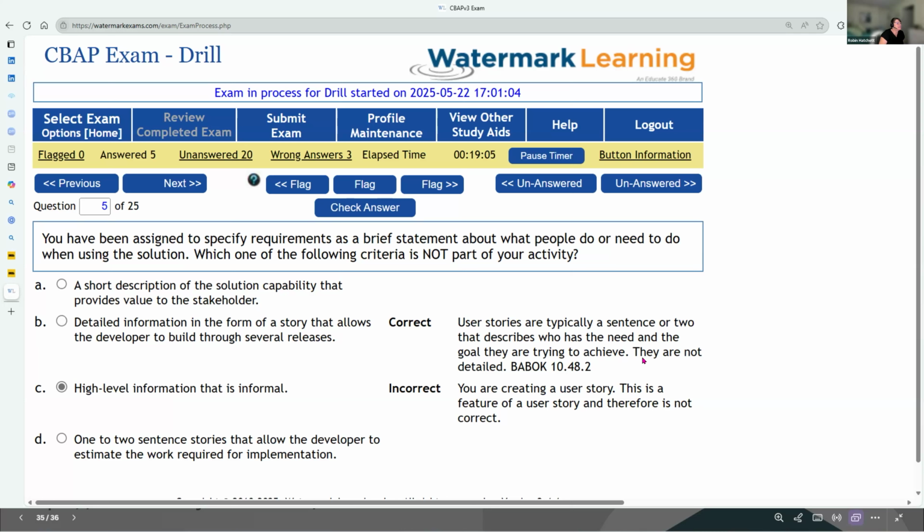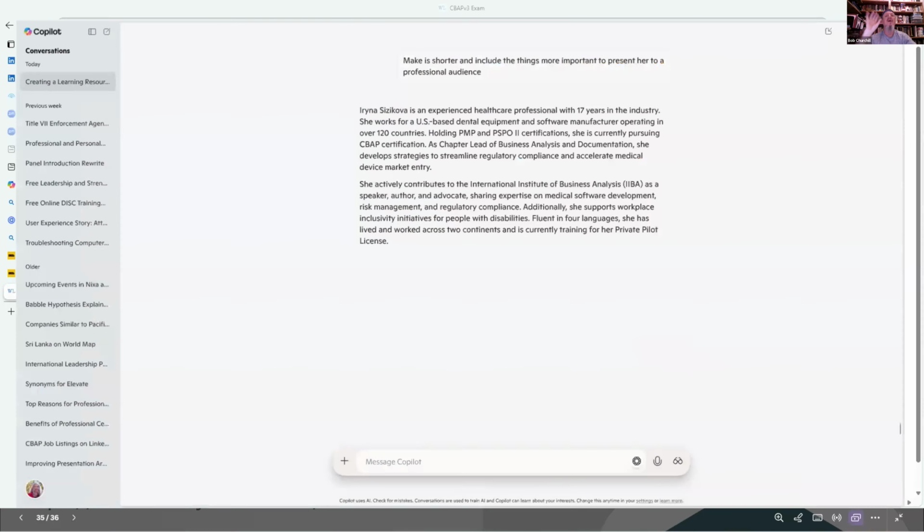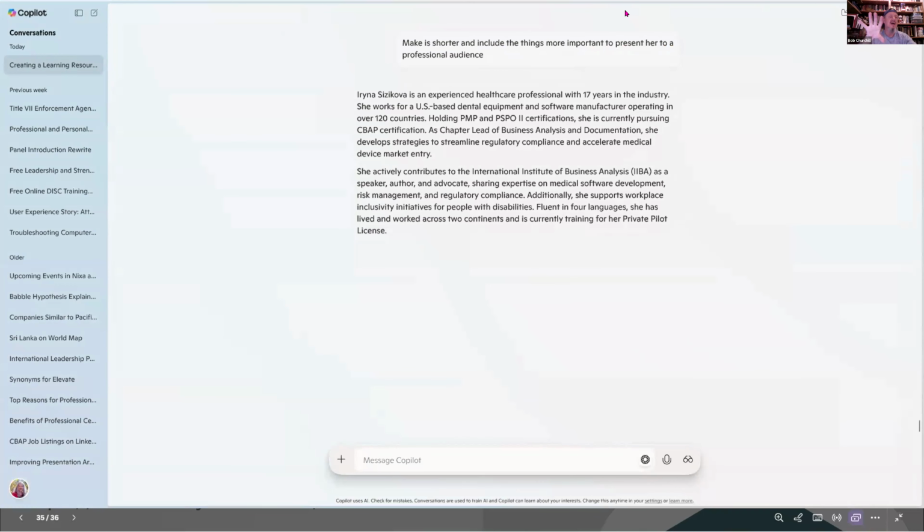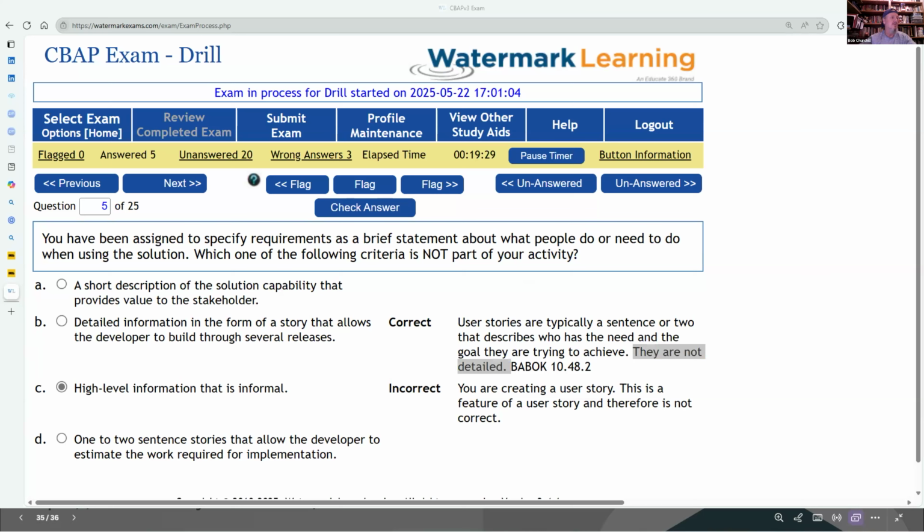User stories are typically a sentence or two that describe who has a need and the goal they are trying to achieve. They are not detailed. In the real world, acceptance criteria is super detailed, right? The story itself is not detailed. You also can break epics into stories and stories into tasks. So you can always break things down over time in more detail and so on.